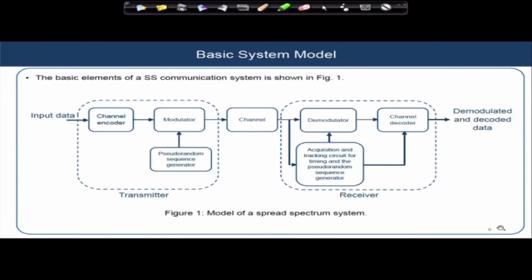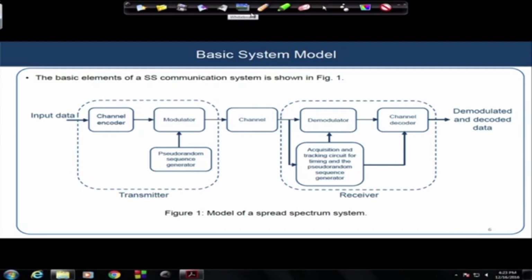This is the block diagram level of the basic system model of a spread spectrum system, and we will try to identify the basic differences between the conventional digital communication system block diagram and the spread spectrum system block diagram. So, we have the input data, and prior to that the source encoding and all has been done, I am guessing. Then comes channel encoding.